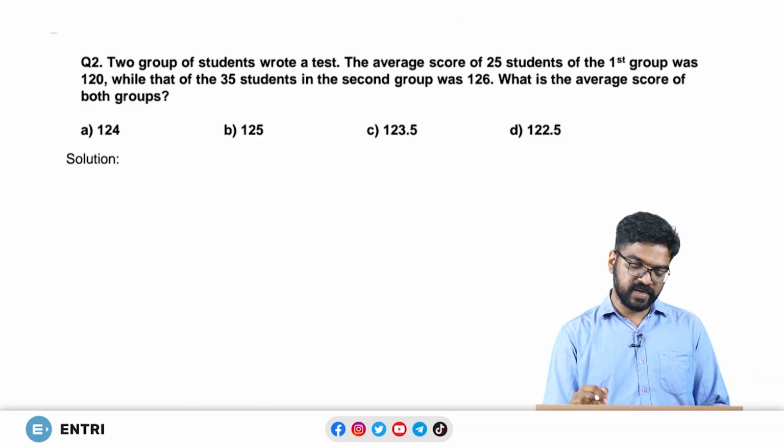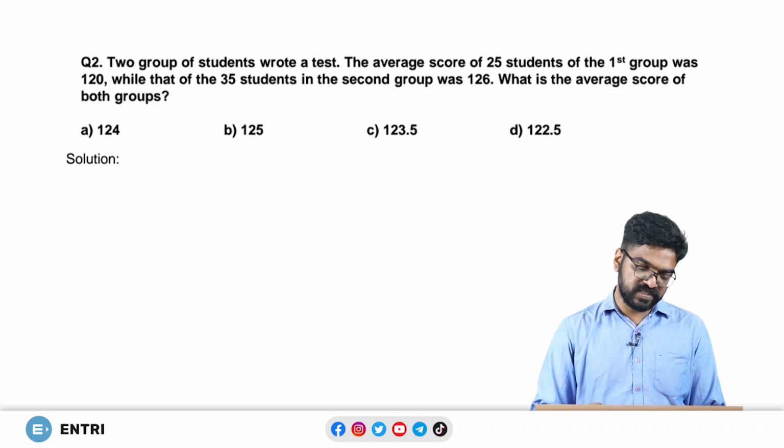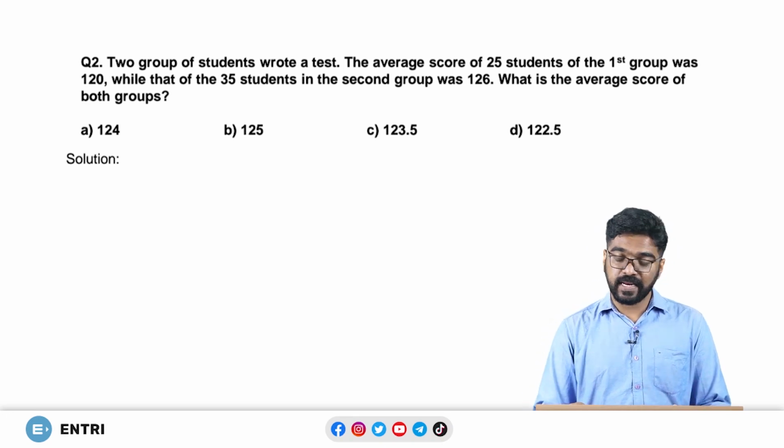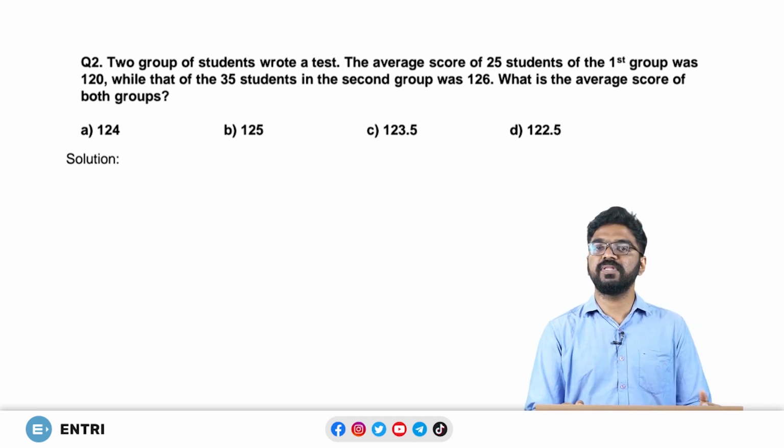So let us look at this particular question. Two groups of students wrote a test. The average score of 25 students of the first group was 120, while that of the 35 students in the second group was 126. What is the average score of both the groups?